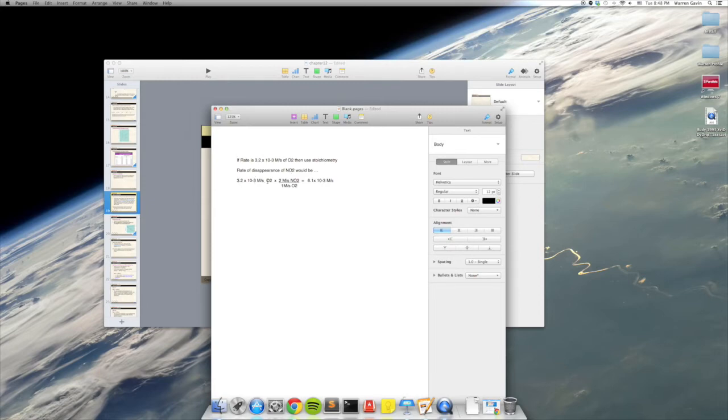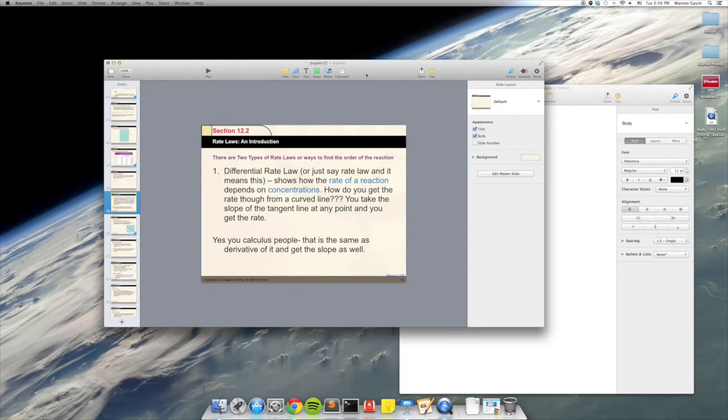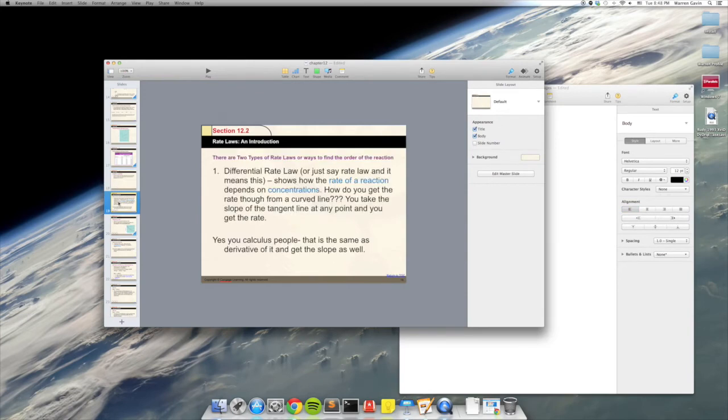Write down the rate of your oxygen, use the coefficients, it's a 1:2 ratio determined from the balanced equation, and you should get approximately 6.1 times 10 to the minus third molarity per second. And so those can be very simple stoichiometry type problems, and they will most likely ask you those. I've seen those in the past.